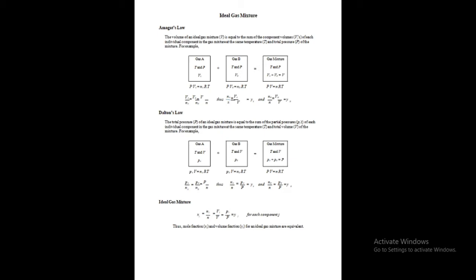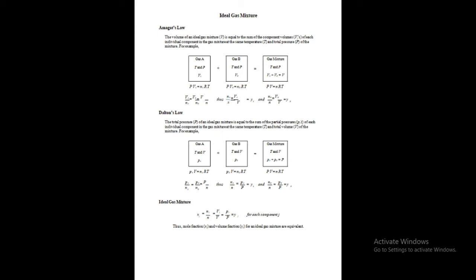For example, we will consider two components: one is gas A, another one is gas B. The mixture is nothing but the addition of gas A and gas B. First we consider gas A. In this condition, temperature and pressure are constant, volume is a variable. Whereas for gas B, temperature and pressure are constant, volume is a variable. For the gas mixture, the same: temperature and pressure are constant, and volume is nothing but the addition of the individual components. So VA plus VB is equal to V.